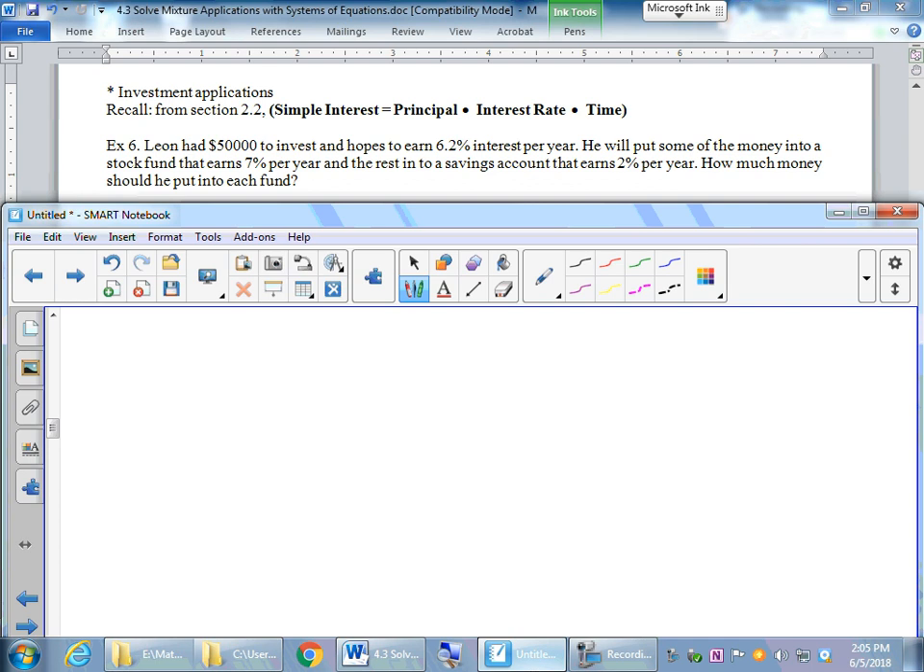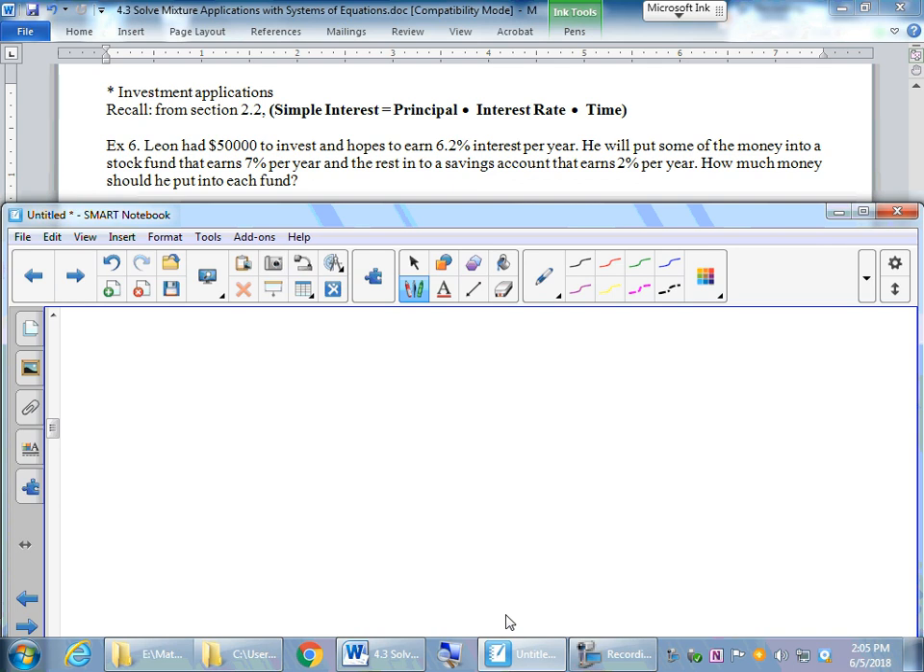So for the investment problem, you have to remember the formula. Simple interest is equal to principal times interest rate times the time. So we're going to try to use that formula in here, but this time using two variables. So example number 6: invest 50,000 and hopes to earn 6.2% interest per year. So that means the interest earned at the end will be 6.2% of this 50,000.